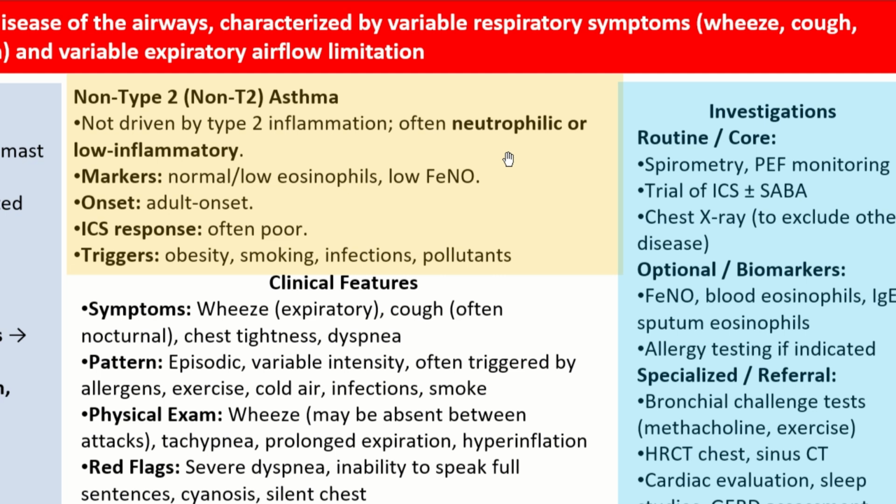The response to inhaled corticosteroids most of the time is poor, and triggers can be obesity, smoking, infections, and pollutants. So in the future, we're going to look at the different phenotypes of asthma as recognized by GINA, the Global Initiative on Asthma.